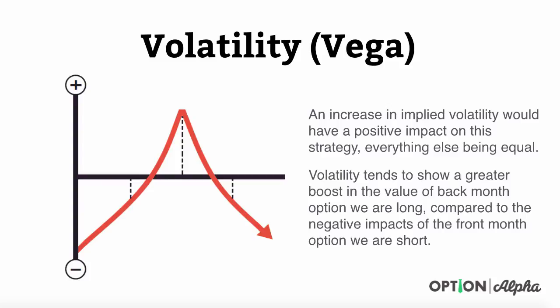As far as volatility goes, these positions definitely have a positive impact when implied volatility is increasing. Again, volatility tends to show a greater boost in the value of the back month option that we're long because it has more days compared to the negative impacts of the front month option that we're short. So trying to take advantage of these two different contract months, increasing volatility or vega, is going to have a really big impact on our position, especially in that back month option that we're long. That's why you have to trade these from a low implied volatility market to a rising implied volatility market.